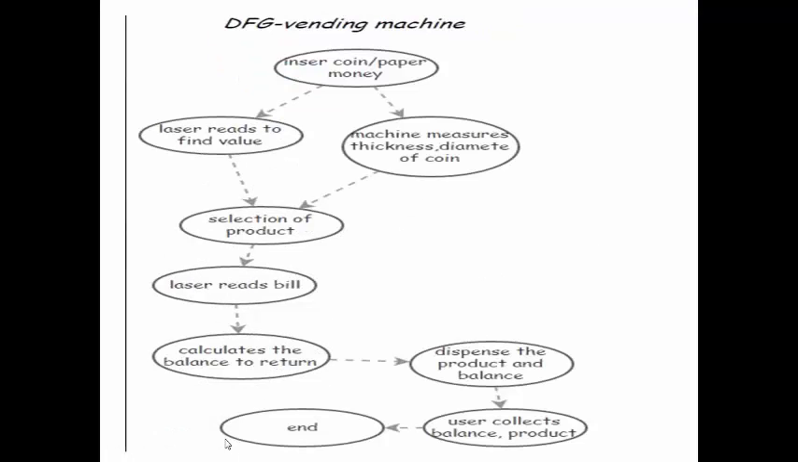The DFG of the vending machine. Here the person can insert the coin or paper money. Here the laser reads the value, or the machine measures the thickness and diameter of the coin. Then the product is selected. The laser reads the bill, calculates the balance to return, and dispenses the product and balance. The user collects the balance and the product, and that ends it.